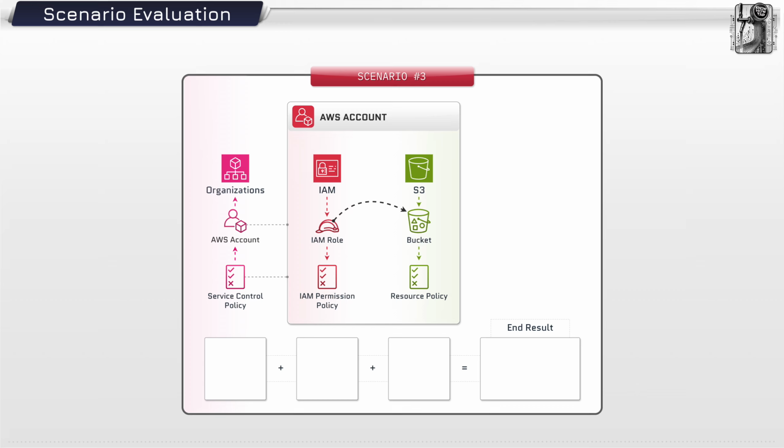Let's change things slightly in scenario 3. The SCP still allows the action, and this time we do have an identity-based policy that explicitly allows that action, but there is no resource-based policy involved. Pause the video and think it through. What happens and why?